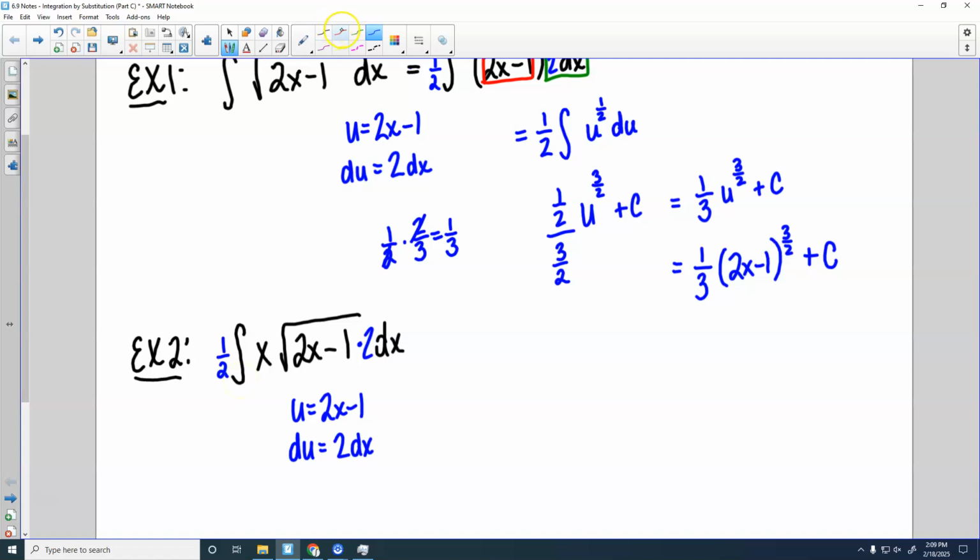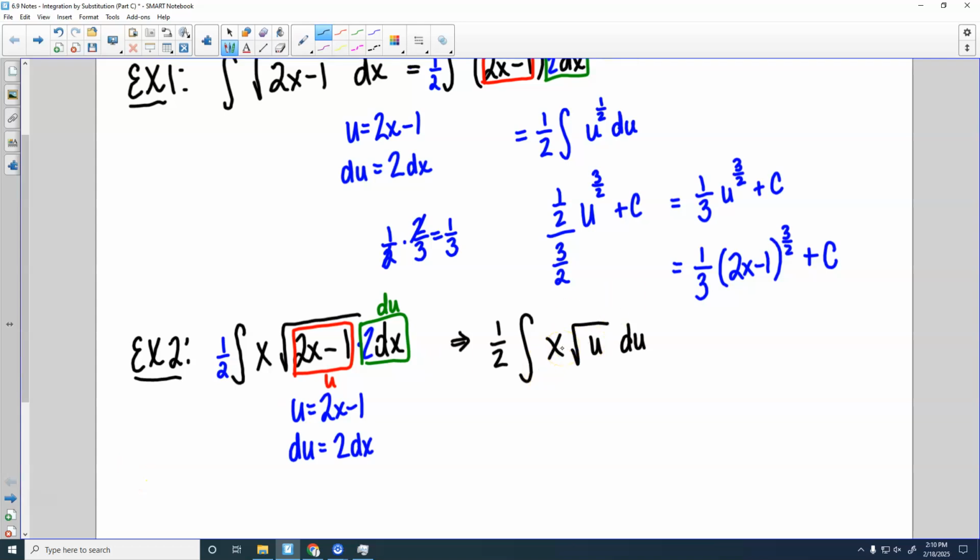But here is the problem that we run into. This is u. This part right here is du. So if I write down what I've substituted in here, I've got 1/2 integral. Did I replace my x with anything? I did not. I've got the x still there. Then I've got the square root of u du. I cannot integrate this because I still have an x, right? Everything has to be changed to u's before you can integrate. So that x right there is a problem.